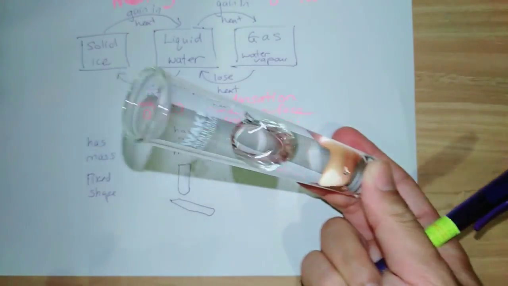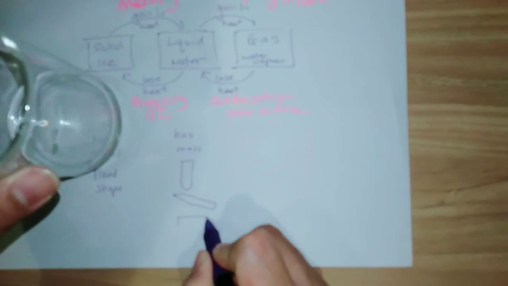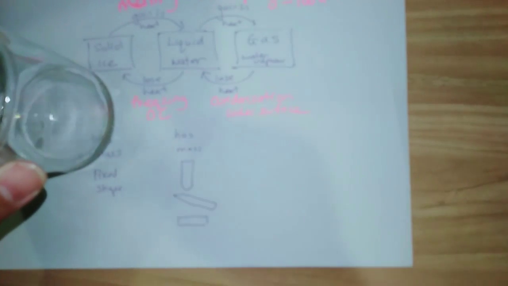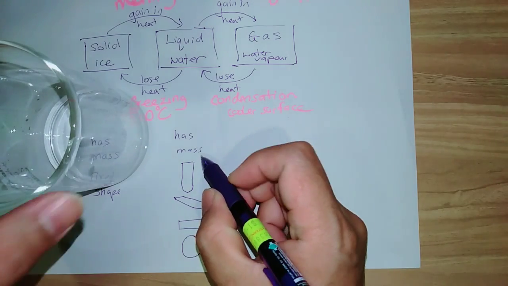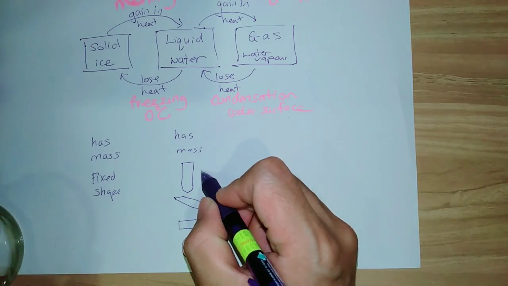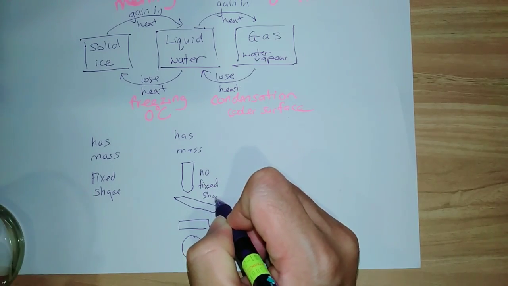And if I pour this liquid into a different container, now the shape changes again. Now if you look from the side, the shape becomes actually like this. Look from the top, the shape actually is just this, right? So this is how liquids do not have a definite shape. Liquid has a definite mass, but it has no fixed shape.